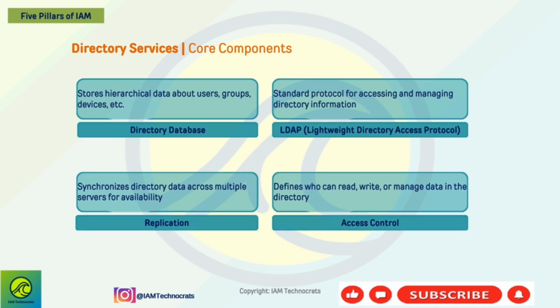The key components of directory services are the directory database, Lightweight Directory Access Protocol, replication, and access control. The directory database stores hierarchical data about users, groups, devices, etc. LDAP is the standard protocol for accessing and managing directory information. Replication synchronizes directory data across multiple servers for availability. Access control defines who can read, write, or manage data in the directory.